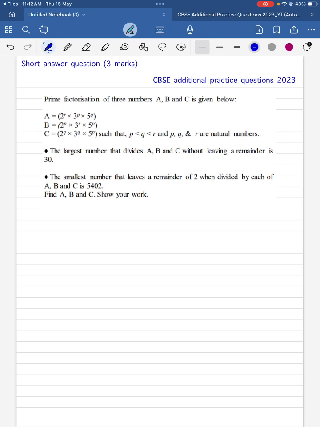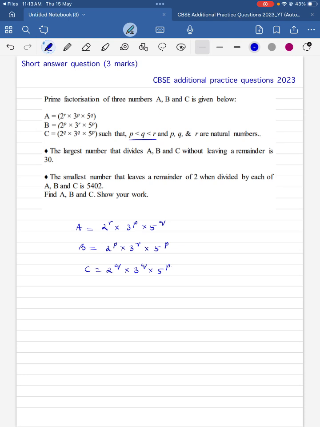Let's split this question into parts and do it step by step. Let's look at the prime factorization of A, B and C to begin with. A is 2 raised to R times 3 raised to P times 5 raised to Q. B is given to be 2 raised to P times 3 raised to R times 5 raised to P. And C is given to be 2 raised to Q times 3 raised to Q times 5 raised to P. The clue is that P is less than Q is less than R, which means R is the biggest one and P is the smallest one.